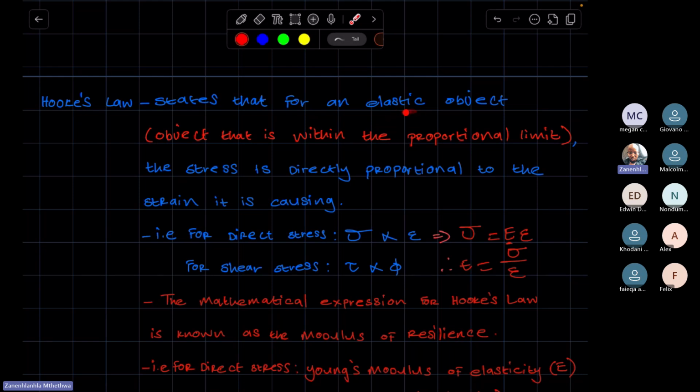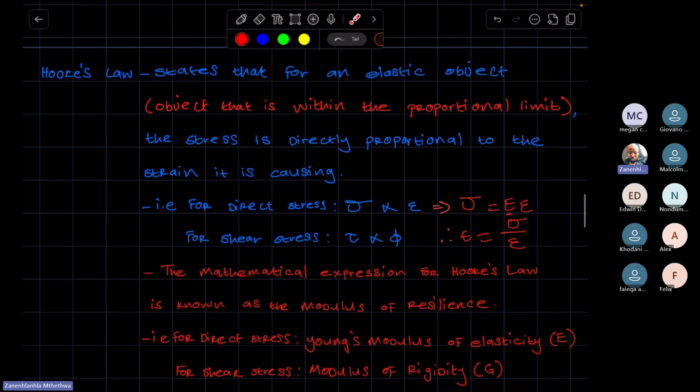Now, to get a formula that we can use mathematically, we essentially have to replace the proportionality symbol with an equals to sign. And in order to be able to do that, we have to introduce a constant, right? So in getting rid of the proportionality sign and replacing it with an equals to sign, we have to introduce a constant, and that constant is this E, right? This constant stands for Young's modulus of elasticity.